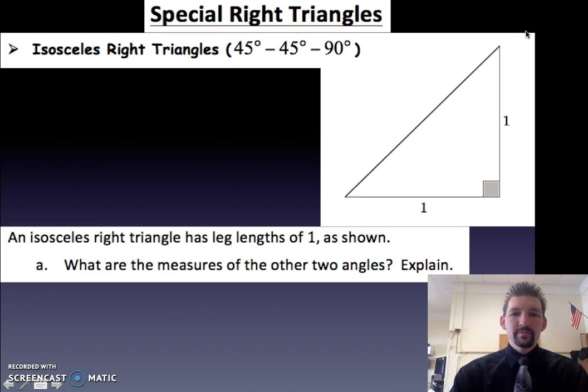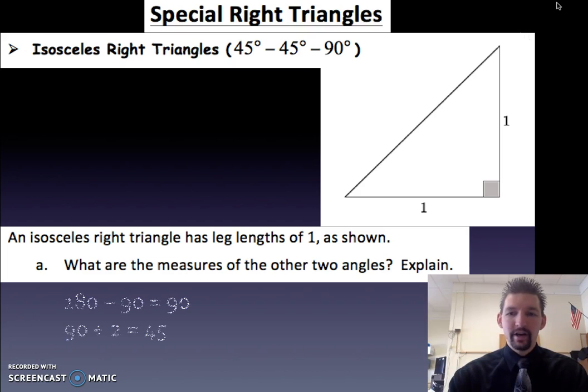So the first special right triangle is a 45, 45, 90 triangle. It's isosceles. They are named based on their angle measures. So if we look at this first triangle here, it's isosceles. We know that it's a right angle down here. And question A says, what are the measures of the other two angles?